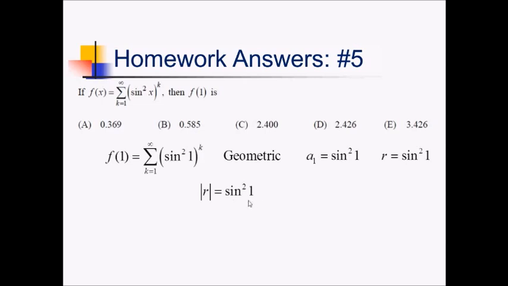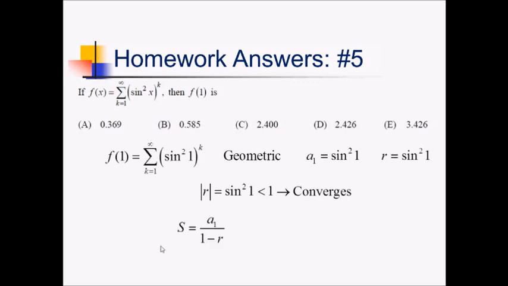Since sine of pi over 2 would be 1, sine of 1 is going to be something that's less than 1, and if I square that, I have something else that's less than 1. Since this is all less than 1, that means we converge for this one. So let me actually go ahead and plug all this information into my infinite sum formula now.